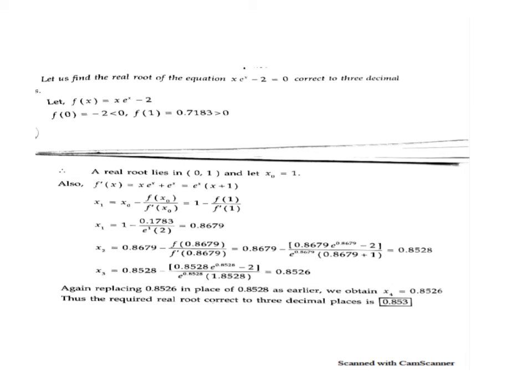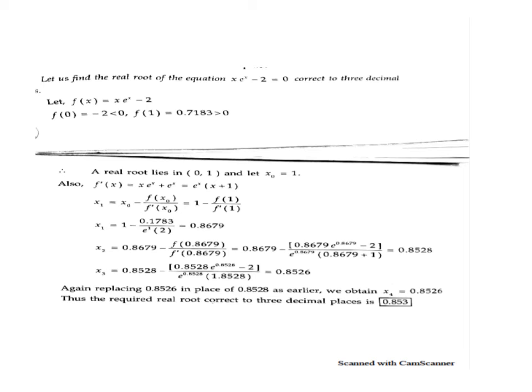Now try for f(1). So for f(1), put x = 1, then e^1 minus 2, and the value obtained is 0.7183. So f(0) is less than 0 and f(1) is greater than 0. Hence we say that the root lies between 0 and 1.